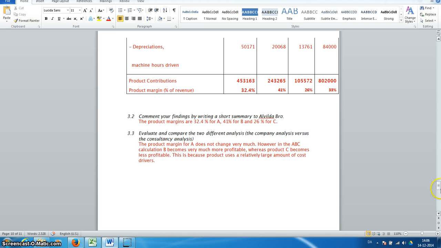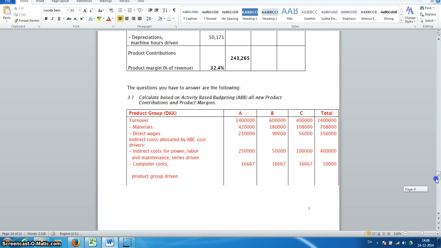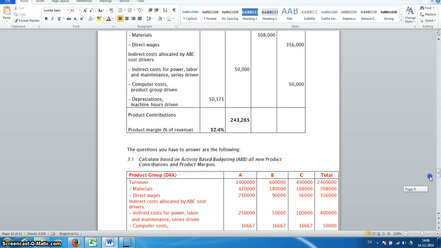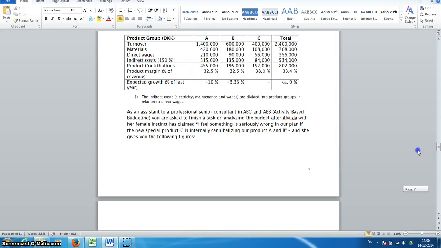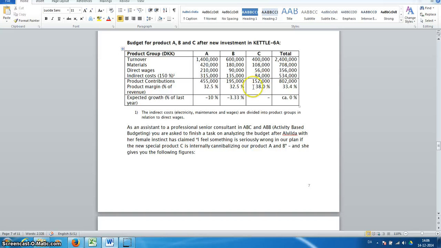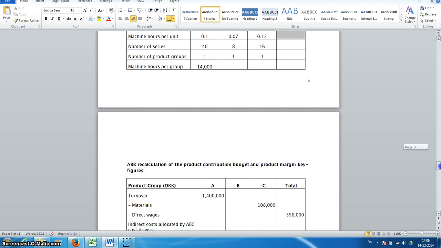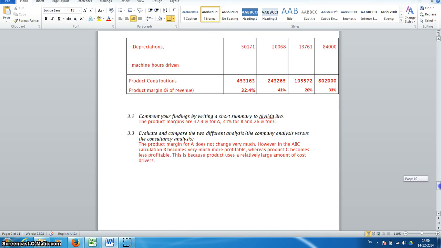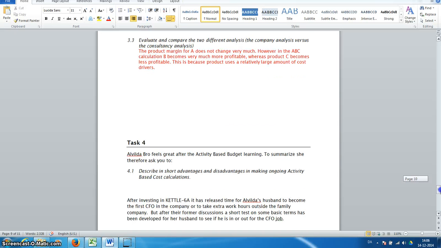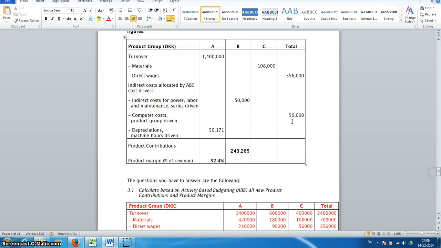For A, this new calculation doesn't change much, but for B and C it does. We can see B is now the most profitable and C is the less profitable. And before it was vice versa. C was very much profitable. So that's what we can write, and that's what we should do in this exercise. So that's exercise 3, and once again I hope that you will not get an exercise like this one at the exam. At least it should be with numbers that could be used directly in an Excel sheet.